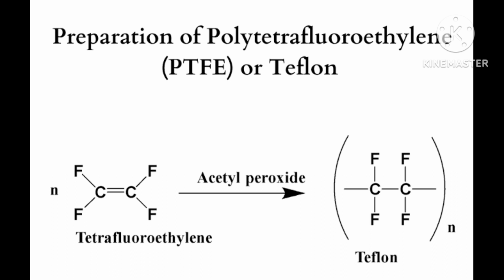Now next I am telling you, that is polytetrafluoroethene, Teflon, a very important polymer. Teflon, that is the polytetrafluoroethene. Here fluorine atoms will be there in ethene. Then how it is prepared, I am telling you.